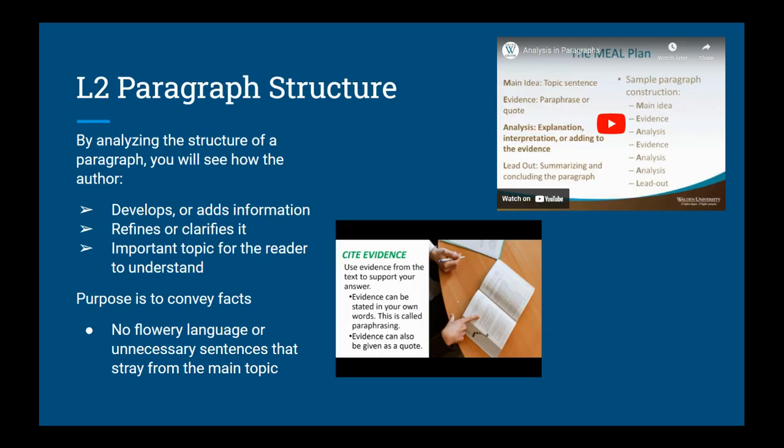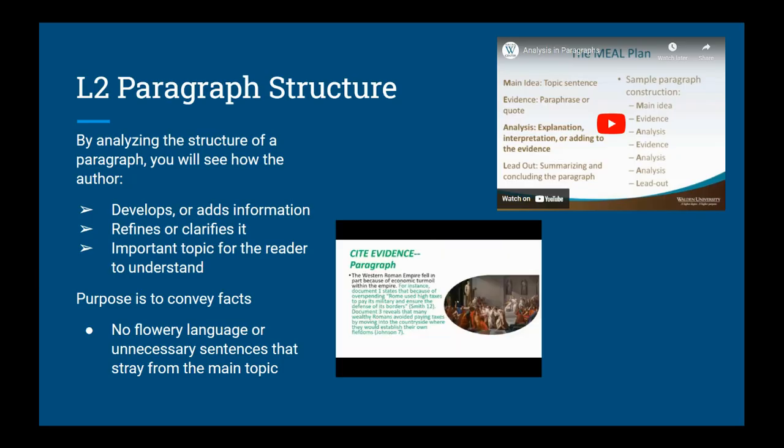And evidence can be stated in your own words. That would be called paraphrasing. Or it could be a direct quote. If you're using a direct quote, note that you need to introduce the quotation. And in both cases, especially at higher levels of writing, you need to cite the source or show where the source came from. So in this case, we can start the cite evidence section with something like, for instance.